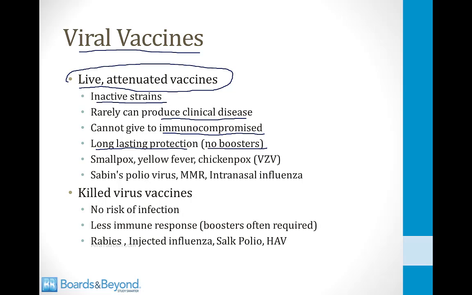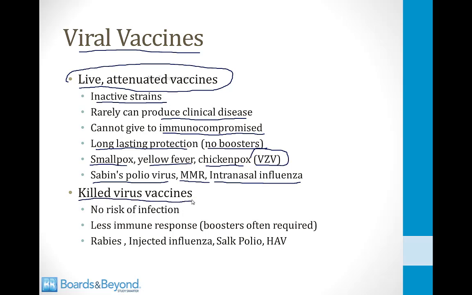And we use live attenuated vaccines for things like smallpox and yellow fever and chickenpox, which is caused by the varicella-zoster virus. There's also a vaccine for polio called Sabin's poliovirus vaccine, which is a live attenuated vaccine. The measles, mumps, and rubella vaccine, or the MMR vaccine, contains live attenuated viruses. And then the intranasal influenza vaccine, which is a nasal spray you use on children, also contains a live attenuated version of the virus. The next type of vaccines are called killed virus vaccines.